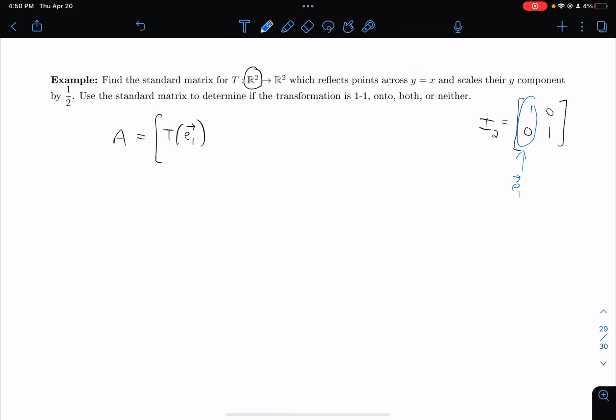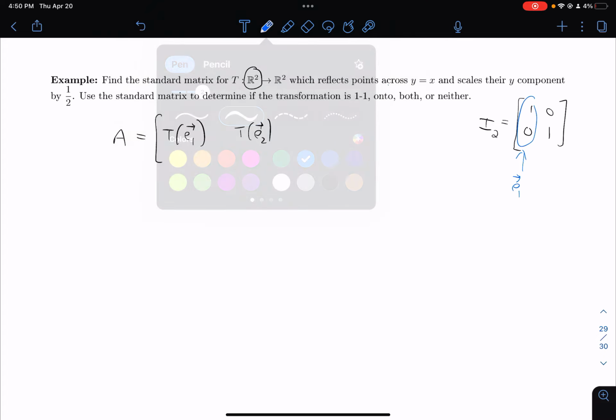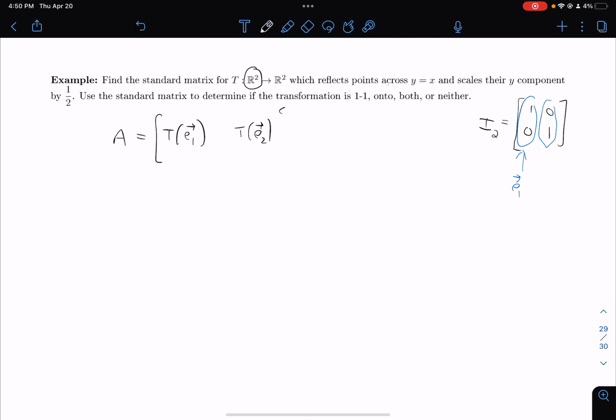That is E1. And then the next column is T of E2, where E2 is the next column of the identity matrix. And now I've done all the columns of this identity matrix, so that's when I stop. If my domain had been bigger, like if it was R4, then my identity matrix would have been a 4x4 matrix. And then I would have gone with the columns up until T of E4. I would have had 4 columns then.